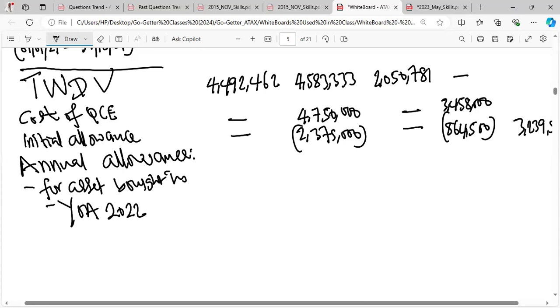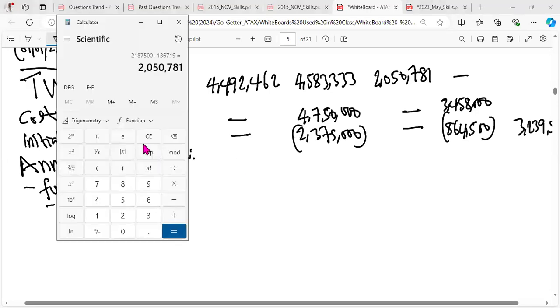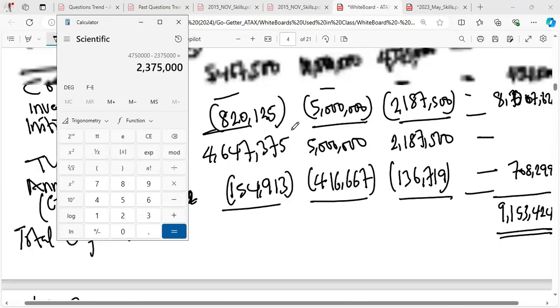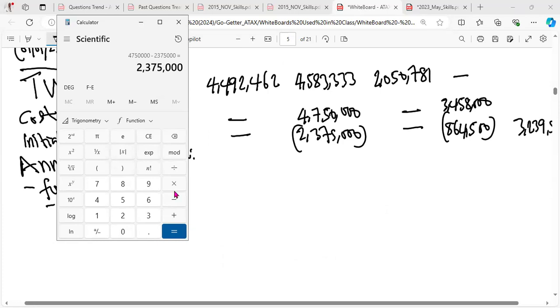So how do we treat them? We treat them the way we treated the others when they were first put into use. So we'll say 4,750,000 minus 2,375,000. That will give me 2,375,000. Now, the annual allowance is 25%, and I will say times 0.25. This is the annual allowance for the year, right?